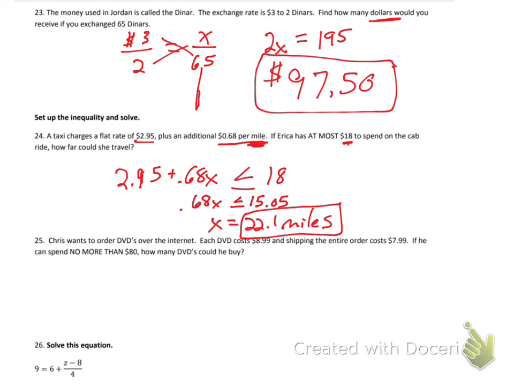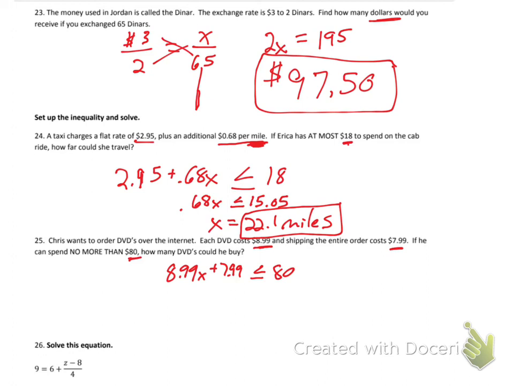All right, 25. Chris wants to order DVDs over the internet. Each DVD costs $8.99, and shipping the entire order costs $7.99. If he can spend no more than $80, how many DVDs could he buy? So he can spend no more, so it has to be less than or equal to $80. Then we set up the left side: $8.99 times x, the number of DVDs, plus $7.99 for that flat shipping cost. From here we just solve.